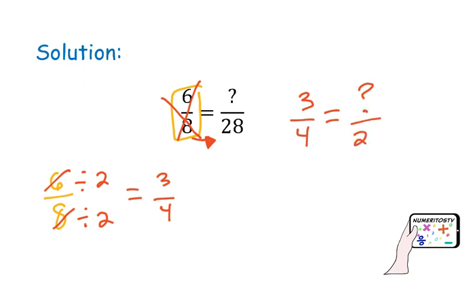And now let's see if I can solve my problem. So 4 needs to be converted into that 28. Remember, in my multiples of 4, 4 times 7 will give me that 28. So to find my missing value, whatever you do to the bottom, you do it to the top. 3 times 7, that will be 21. My missing value is 21. Did you get the correct answer?